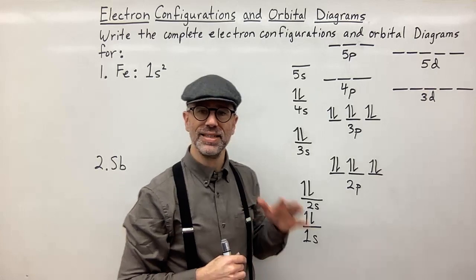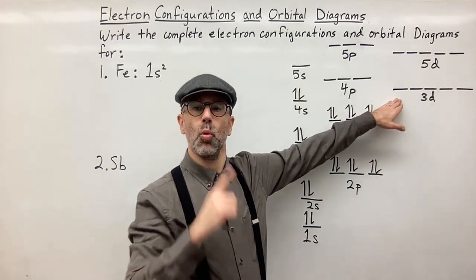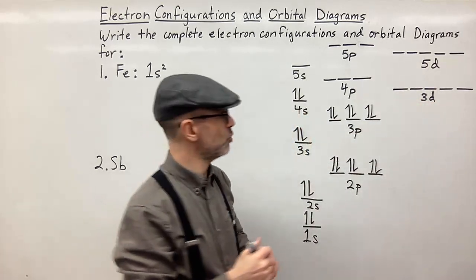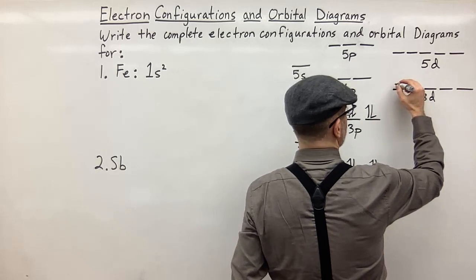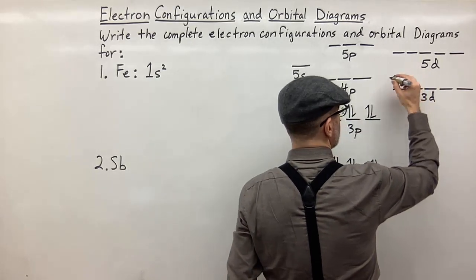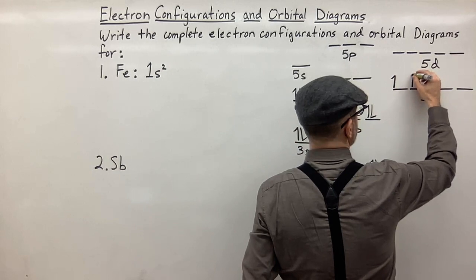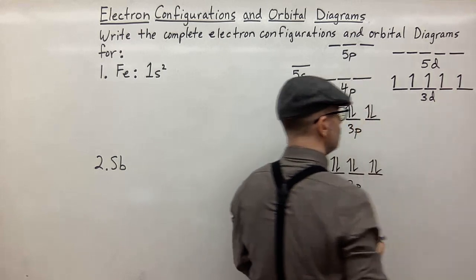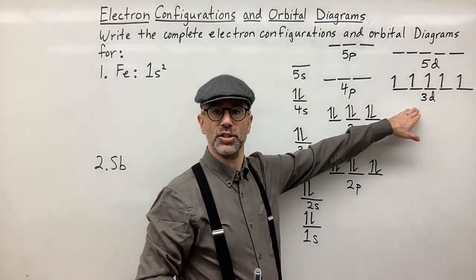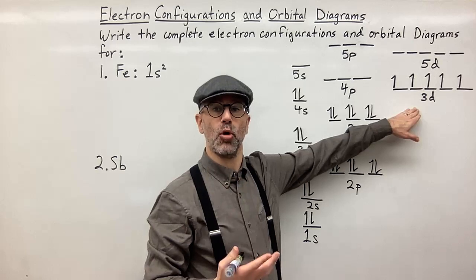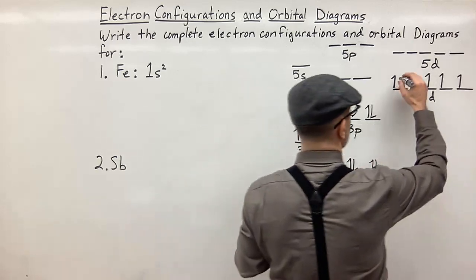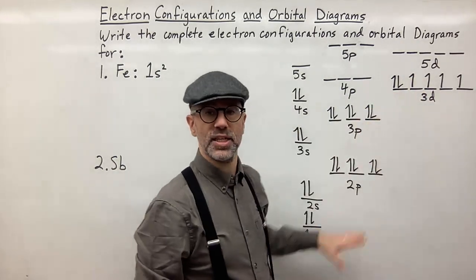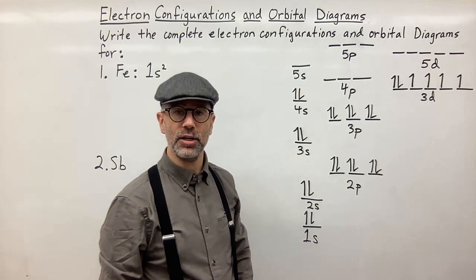So I'm going to put in 6 electrons first, 1 at a time in my 5 orbitals, and then pair up the last one. So I have 6 electrons. So I'm going to put in 1 electron in each 3d orbital. Spin up, spin up, spin up, spin up, spin up. So there's 5 electrons. I have 1 more electron. So now we're going to pair this up with that one there. And so this is the orbital diagram for iron.